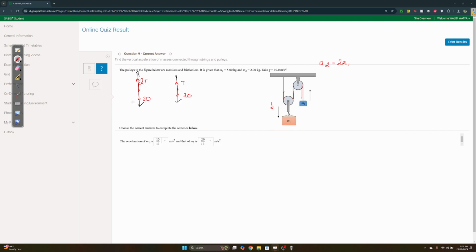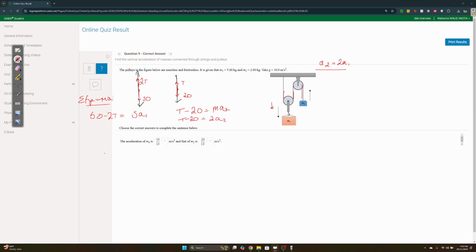So for block A, or M1, we know that sigma Fy is going to be equal to Ma, right? Since going down, 50 is greater than 2T, so 50 minus 2T is equal to the mass times acceleration, which is 5a. Let's call this A1. It's very important. Here, since we're accelerating upwards, T minus 20 is equal to Ma, using the same rule. So T minus 20 is equal to the mass, which is 2a. We can call this a2. This is the thing: if you have 3 unknowns, you can't solve. That's why we have to use the fact that a2 is equal to 2 times a1.